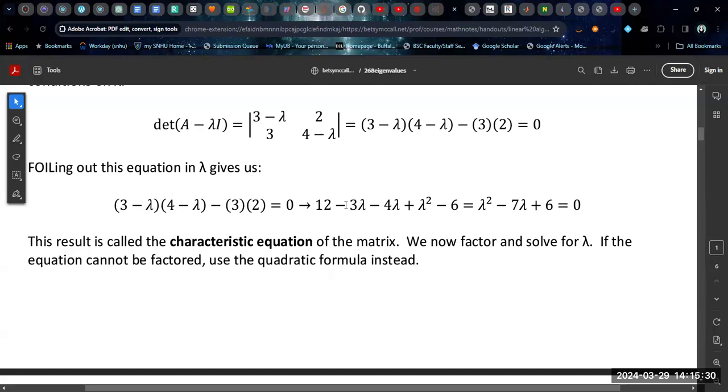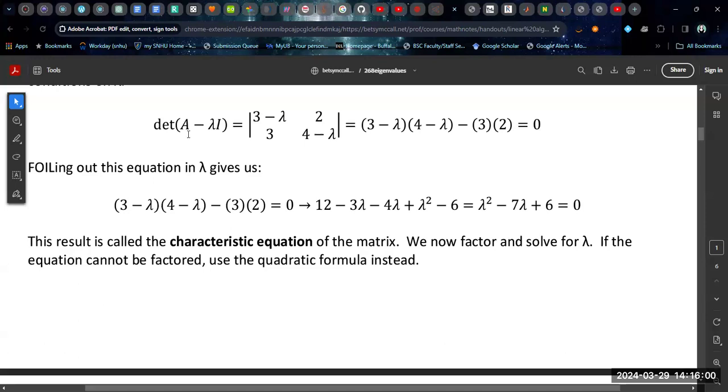3 times minus lambda is minus 3 lambda, minus lambda times 4 is minus 4 lambda, minus lambda times minus lambda is positive lambda squared, and then minus 6. And then when we combine like terms, we end up with lambda squared minus 7 lambda plus 6, because 12 minus 6 is equal to 0. Now, you will get the same values for lambda if you choose to subtract in the other order.